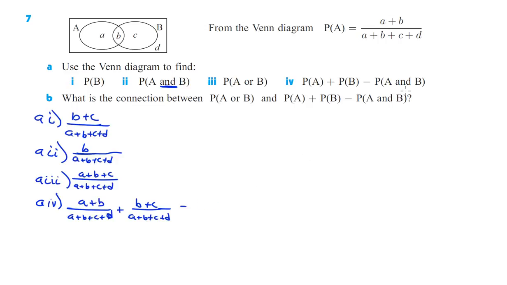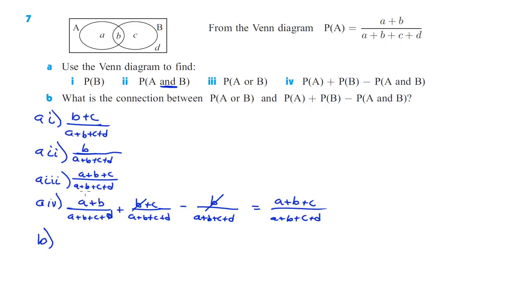So, back to this one, minus the probability of A and B. So A and B is just this B part here. So it's B over A plus B plus C plus D. Okay? So if we're subtracting the B away, we can subtract one B away from that, and we get this here. Sorry, so it's A plus B plus C, that's these three, all over A plus B plus C plus D.